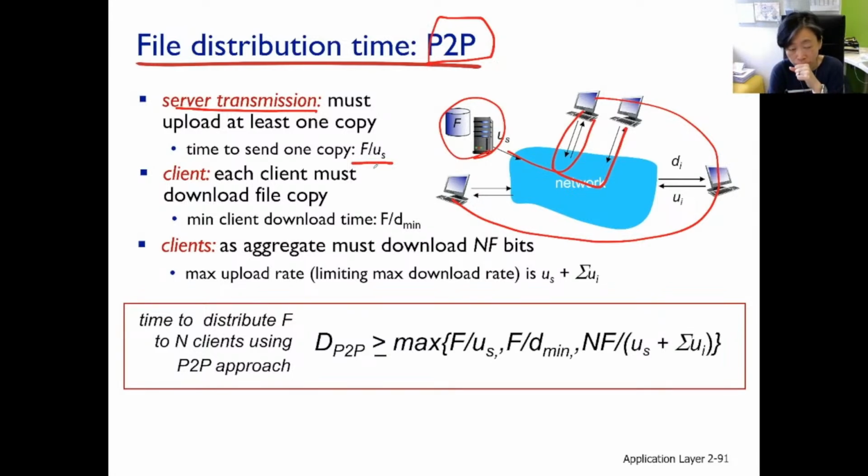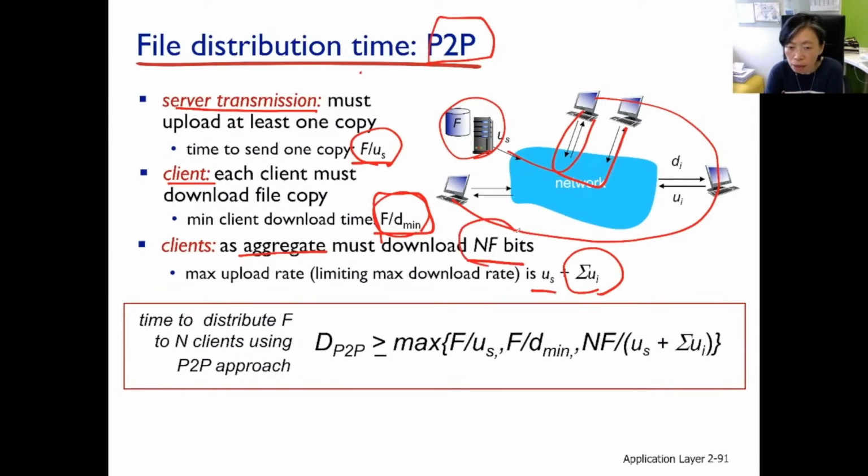So F over US. Client there, in case it's the bottleneck, it's going to be bounded by F over d_min, which we explained. And clients overall, as an aggregated system, must download NF bits, and the maximum upload rate is the sum of all the uplinks for all the users plus the uplink capacity of the server. All right. So in a way, the file distribution time for a P2P system is bounded by either a bottleneck at the server, a bottleneck at the client, or a bottleneck in the system as a whole.